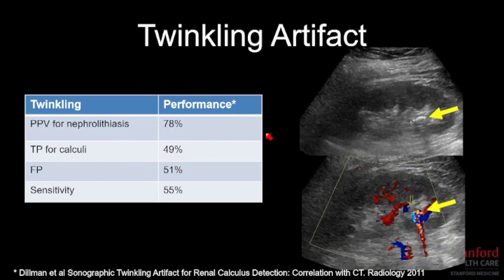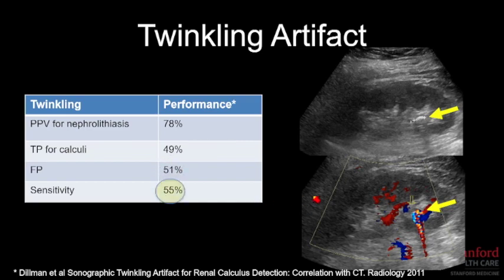So in their paper, if they only looked at twinkling, the positive predictive value for stone was 78% anywhere in the kidney. But if you look at each individual focus, the true positive for stone was actually only 49%, and they had a 51% false positive rate. So you're only going to be correct 50% of the time if you only rely on twinkling. That's why you need to use your other sonographic features.